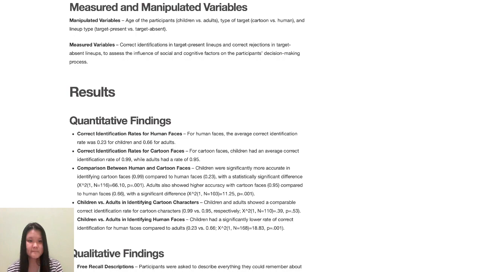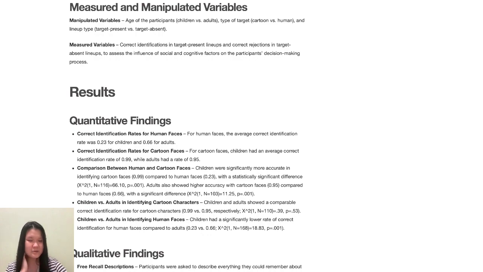The videos and the photo arrays showed pictures that were similar to the target, but weren't the target. I think that's just how a lineup is. But when we are talking about what variables were manipulated in the study itself, you have to look at how the different lineups or different factors were. So not the thing that we're talking about. Do you understand? Yeah, I understand.